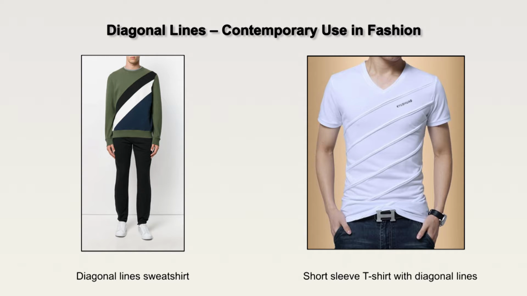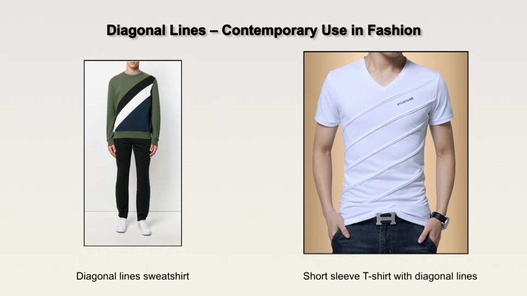Some examples in menswear. The picture on the left shows a Rodolfo diagonal lines sweatshirt. The picture on the right shows fabric manipulation. It is a men's short sleeve t-shirt with diagonal line stripes on a simple plain tee. In this case, the diagonal lines have been created by the fabric itself, thus forming a texture.